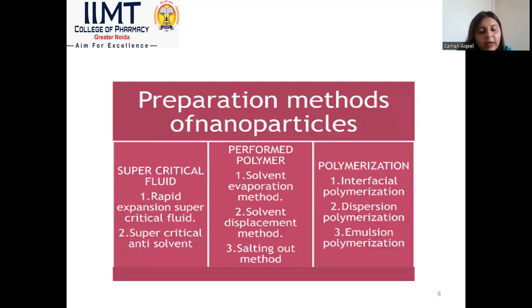Under the first method, that is supercritical fluid method, the first one is the rapid expansion of supercritical fluid method. The second one is the supercritical anti-solvent method. Under the preformed polymer method comes the solvent evaporation method, solvent displacement method, and salting out method. And under polymerization method comes the interfacial polymerization, dispersion polymerization, and emulsion polymerization. So these are the methods by which you can prepare the nanoparticles.